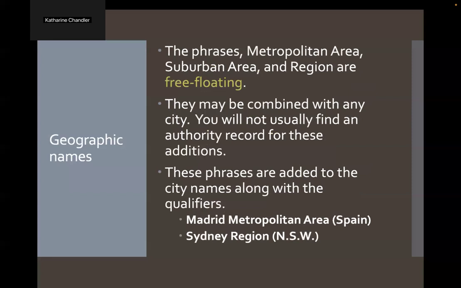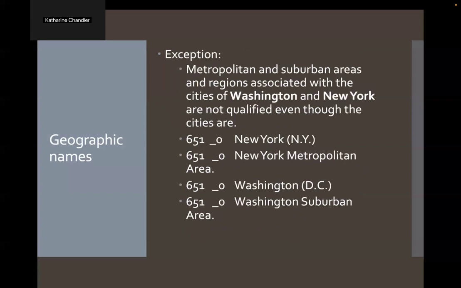The phrases metropolitan area, suburban area, and region are free floating. They may not be combined with any city. You will not usually find an authority record for these additions. And then there's an exception where metropolitan and suburban areas and regions associated with the cities of Washington and New York are not qualified, even though the cities are. So you have New York, and then you have New York metropolitan area, but you have the Washington and you have Washington suburban area.